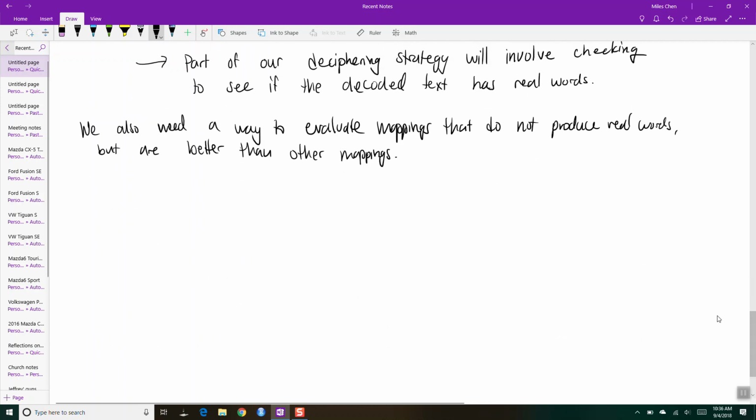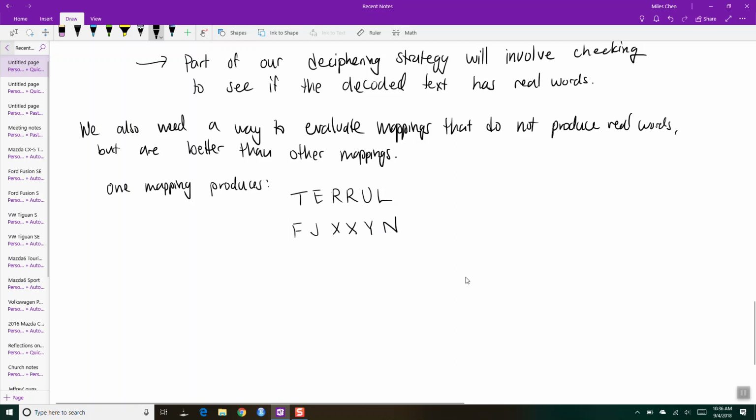Okay, and so, maybe one mapping produces, let's see, this, okay? And then another mapping produces this, right? And so, neither of these are real words, okay?